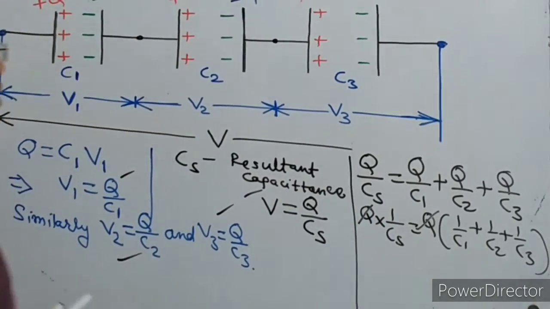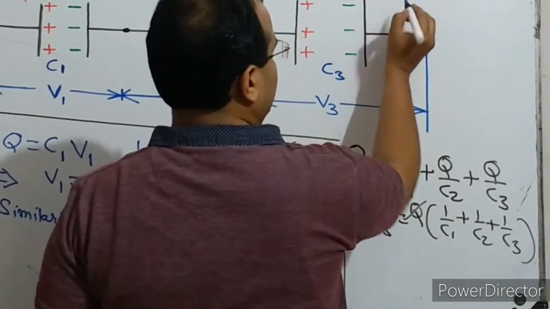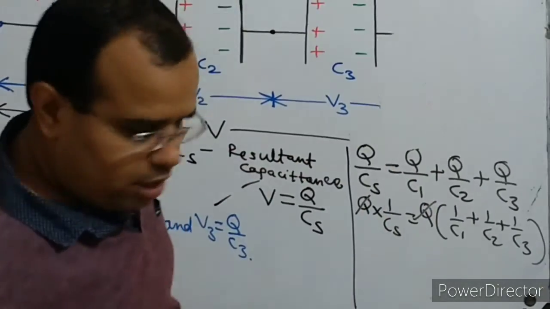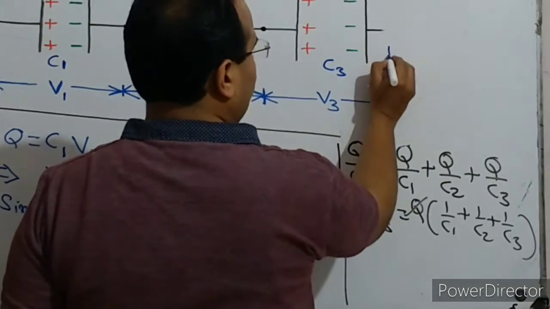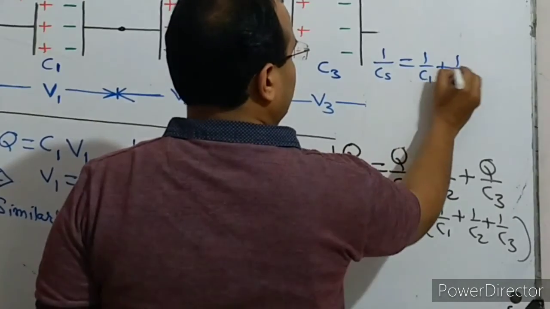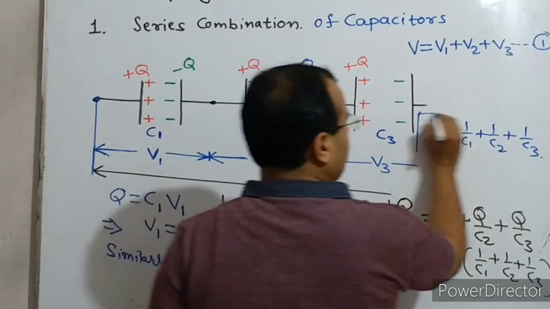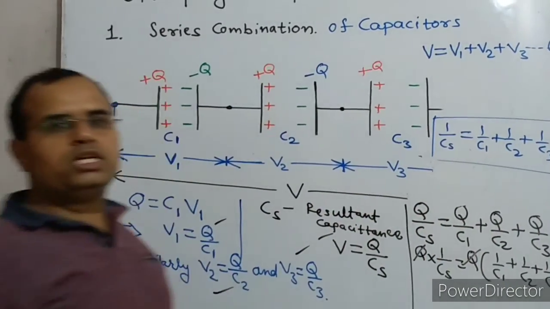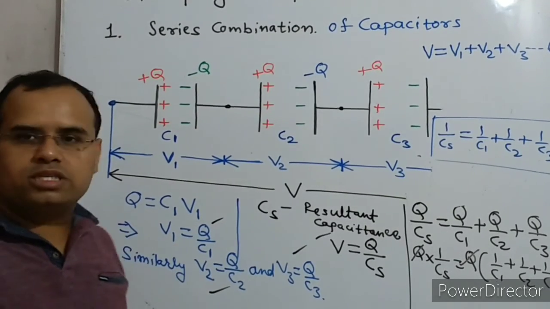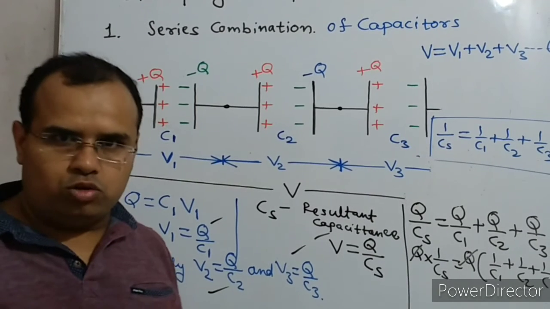So what is left is 1 upon CS equals 1 upon C1 plus 1 upon C2 plus 1 upon C3, and this is the expression for the series combination of capacitors. This is the resultant capacitance in the series combination of capacitors. I hope it is clear to you. Thank you.